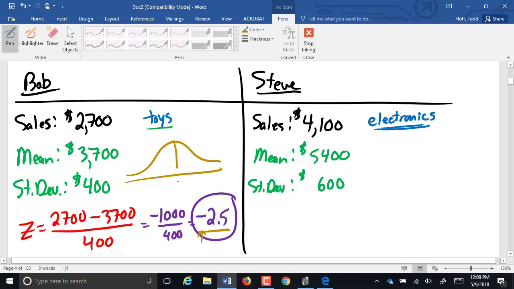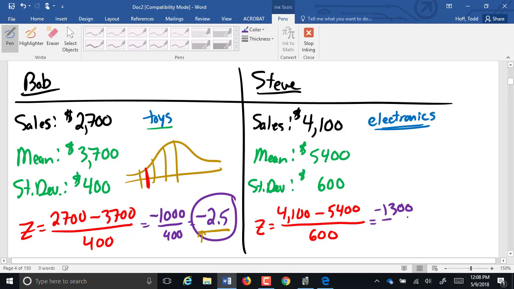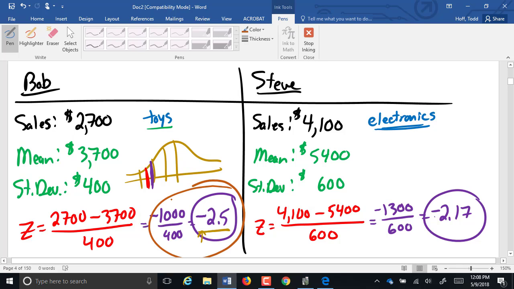So on that bell curve, here's the mean. There's 1, 2, 3 standard deviations. Their sales are somewhere in here. Let's look at Steve's z-score. Steve's z-score is going to be Steve's sales, 4,100, minus the mean for electronics of 5,400, divided by that standard deviation of 600. So 4,100 minus 5,400 is a negative 1,300, divided by the 600 standard deviation is a negative 2.17. So again, it's negative, meaning it's below the mean, but it's only 2.17 standard deviations below it. That means it's somewhere in here. So even though both of them are bad, Bob's is worse. So Bob would be out the door.